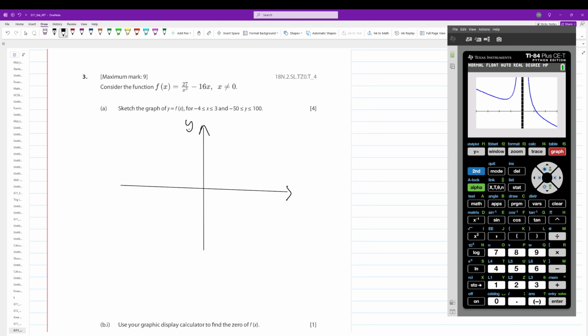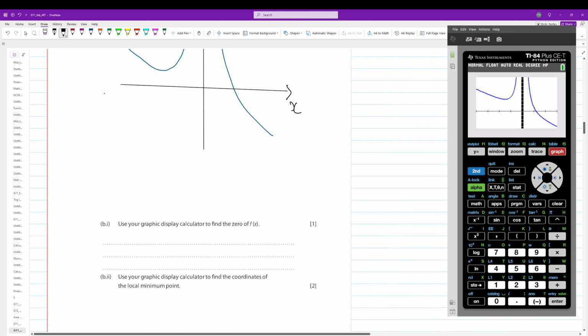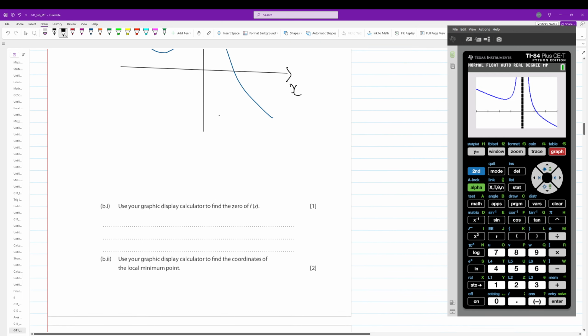I wish I had something in real life that would magically create lines like that for me. So this one goes like that, and this one goes like that. 4 marks. Easiest 4 marks you can get in an exam, that, because it's just copying out from your calculator.